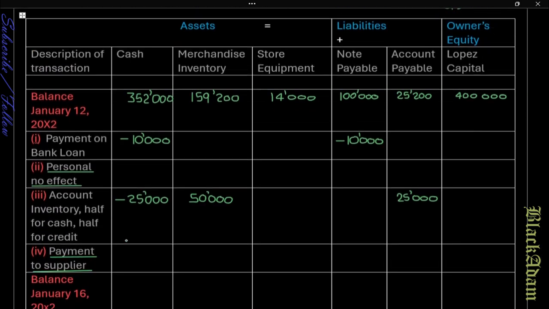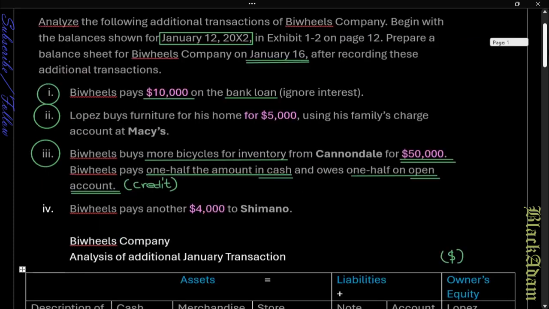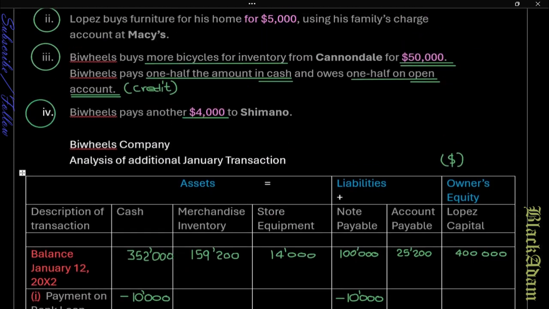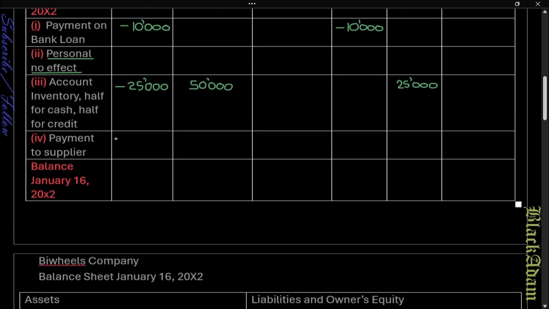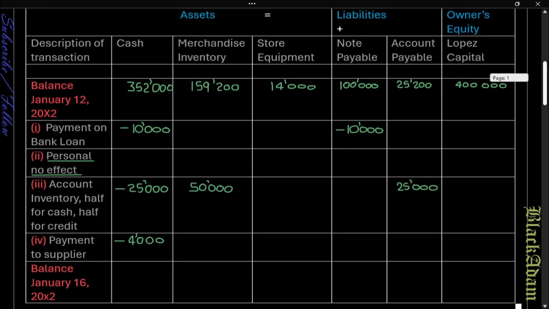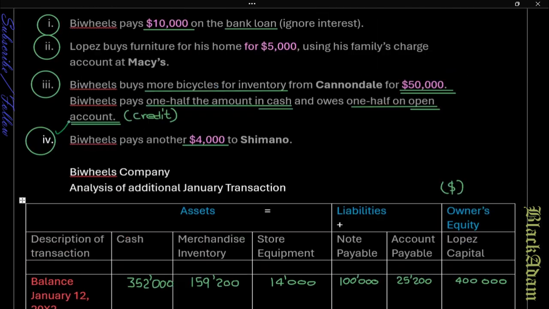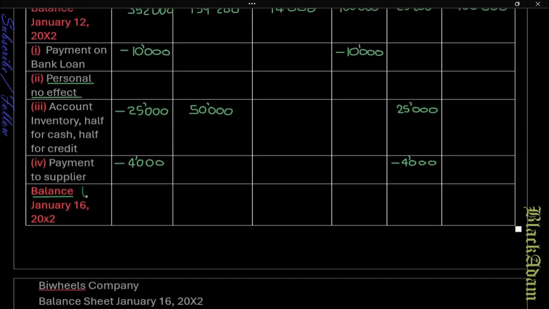And the other thing, that's the payment to supplier. Remember that the bank is notes payable. Then accounts payable, that's supplier, which is creditors. So that was 4,000 for Shimano. So that's the company. So subtract 4,000 there. And we also go to accounts payable, so we no longer owe that 4,000. We subtract it from the amount that we owe. So it's negative on both sides.